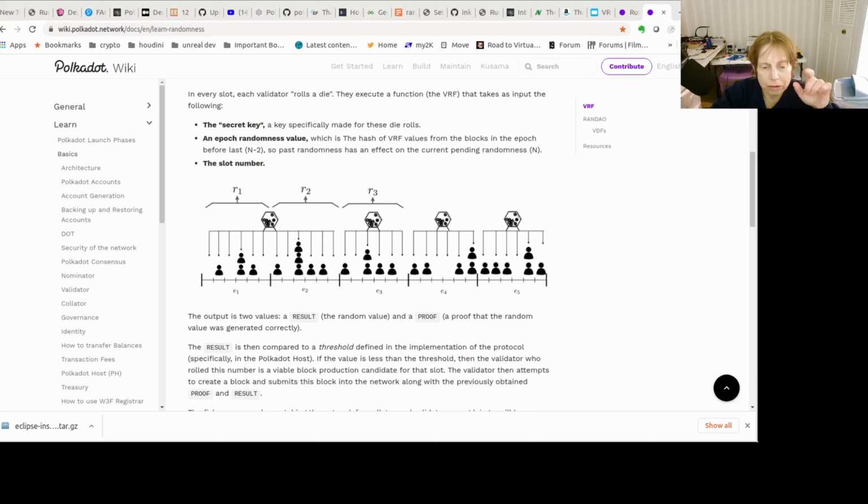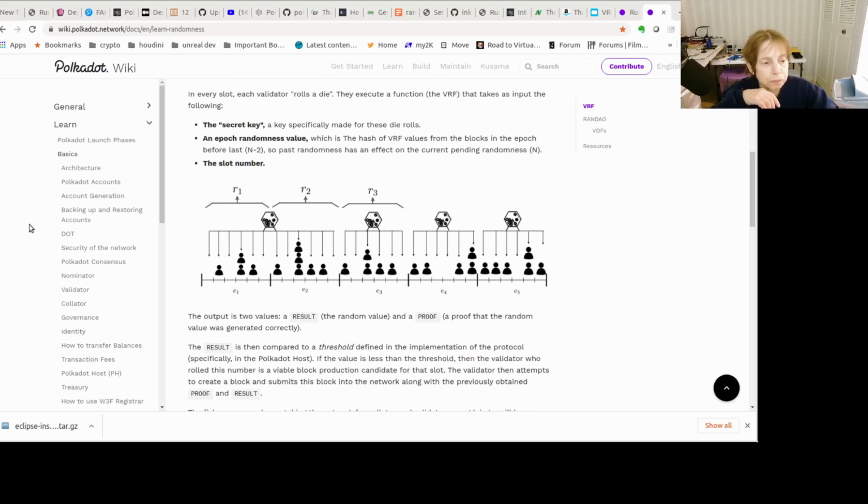The result is then compared to the threshold. So let's say the random value is from 1 to 100, and if it's less than 30, then you can become a validator. In some ways this is similar to what you see with proof of work. If they come up with a number that's less than the threshold, then they could become a validator or a miner, and get the mining credit.